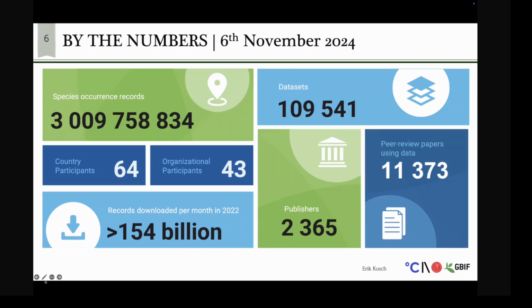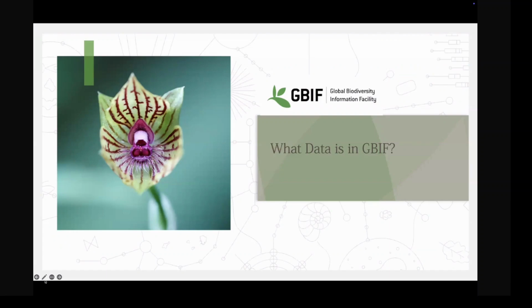Monthly, there have been over 154 billion downloads in the year 2022 from GBIF. This is downloads, not observations being downloaded. So you can multiply these 154 billion per month by probably a few thousand to a few 100,000 records contained per download. It is a massive undertaking, GBIF. And we need to understand what data is in it so that you can understand how you can make the best use of it.